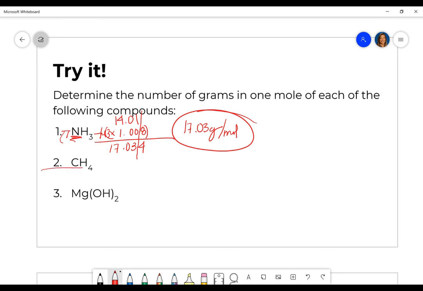All right, so do methane on your own. See what you get. Okay, I got that methane was 16.042 grams for every mole. Now, magnesium hydroxide, this one's tough. Remember, when the 2 out here is outside the parentheses, it means we have a magnesium and a hydroxide and another hydroxide. So see what you do, add those up.